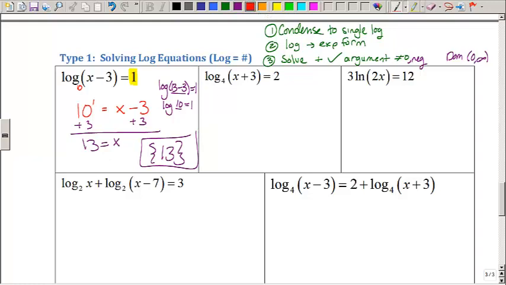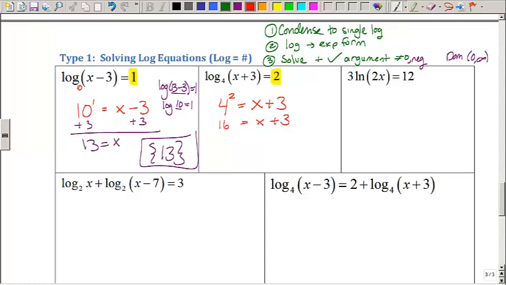Looking at our next problem, we're trying to make sure that we have a constant term, and we do. We have a 2, which is just a number. It doesn't have an associated log. So what I'm going to do is take step 2 that says change my log form to an exponential form, because step 1 is already done. I already have log equals a number. So when I changed to the exponential form, my base was 4. So that's my base of the exponent, raised to the 2 equals the argument x plus 3.